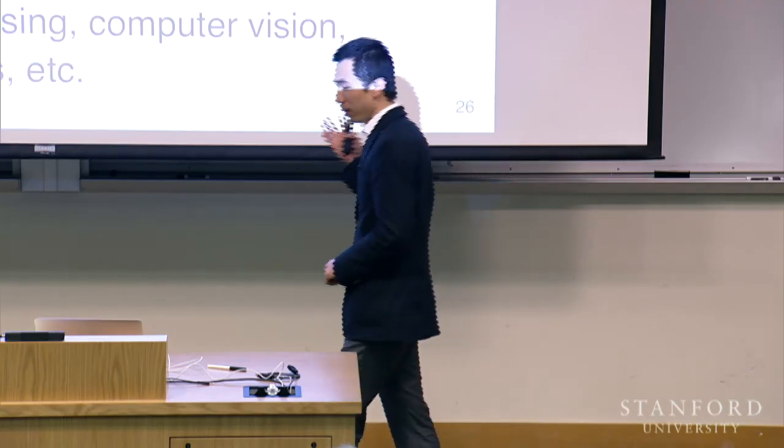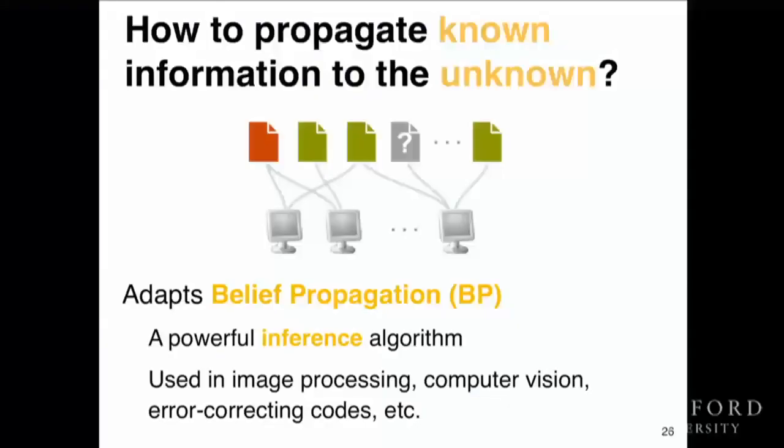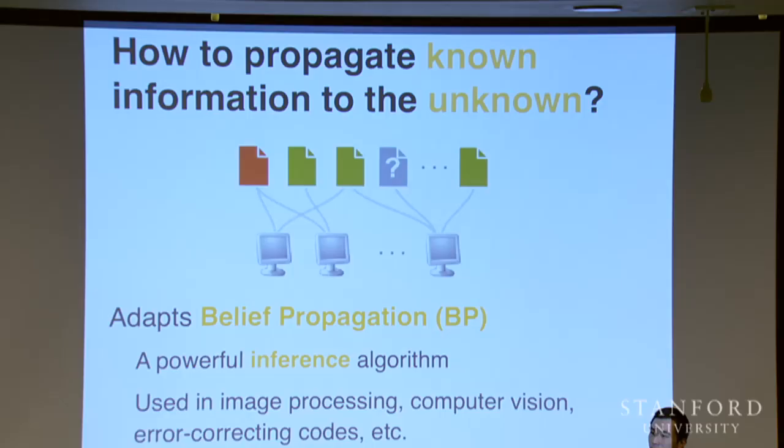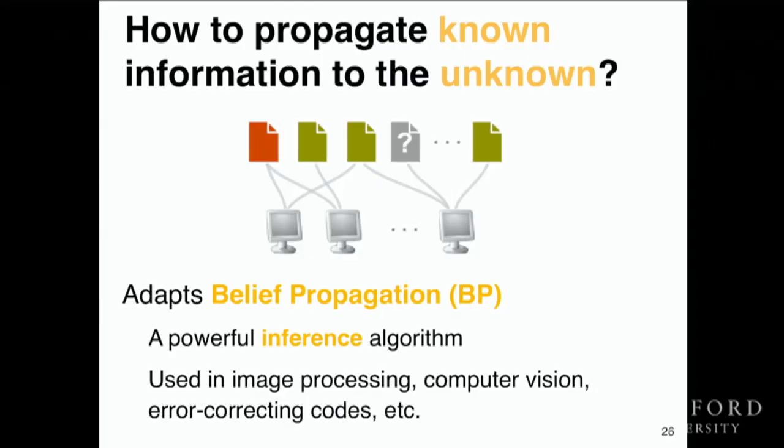Okay, so we use the guilt by association concept, and we use an adapted belief propagation algorithm to do the actual propagation of known information to the unknown information. It's an algorithm used in many domains, solving many hard problems, and a lot of them with state-of-the-art performance, like in error correcting codes. If you are familiar with that, one of the best error correcting codes is based on belief propagation. Here we adapted it to help with malware detection.